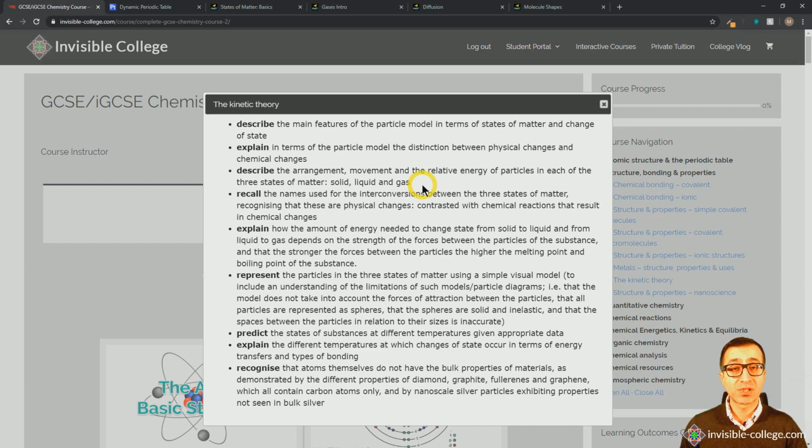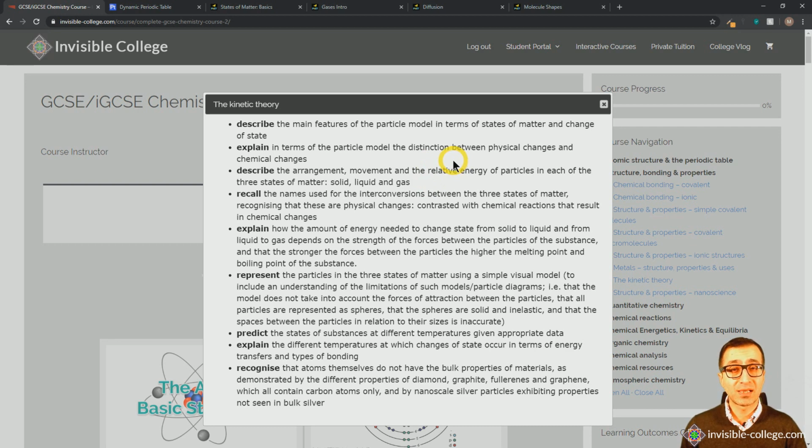Essentially, we need to describe the main features of the particle model and explain the distinction between physical changes and chemical changes with reference to the particle theory. It's something that we've already looked at in previous lessons, the idea of physical changes and chemical changes, but we will be revisiting that.